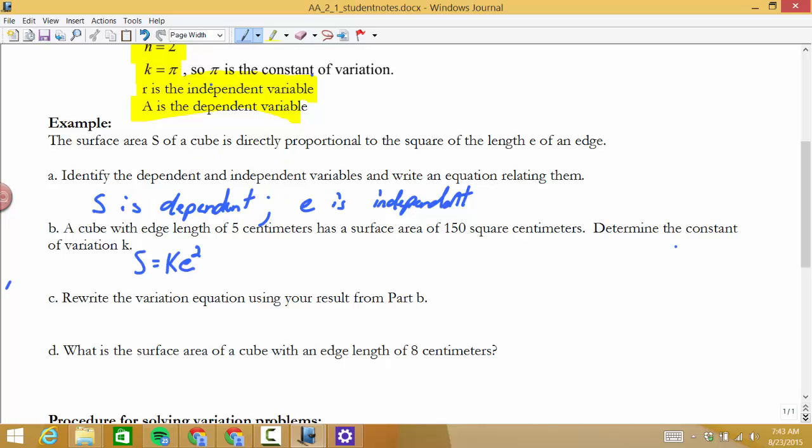This would be a general formula based on the information we're given, that S is directly proportional to the square of the length of the edge. So I wrote that. Now I want to plug in the 5 and the 150. Once I've plugged those in, now I want to solve for k. So I'm going to divide both sides by 5 squared.